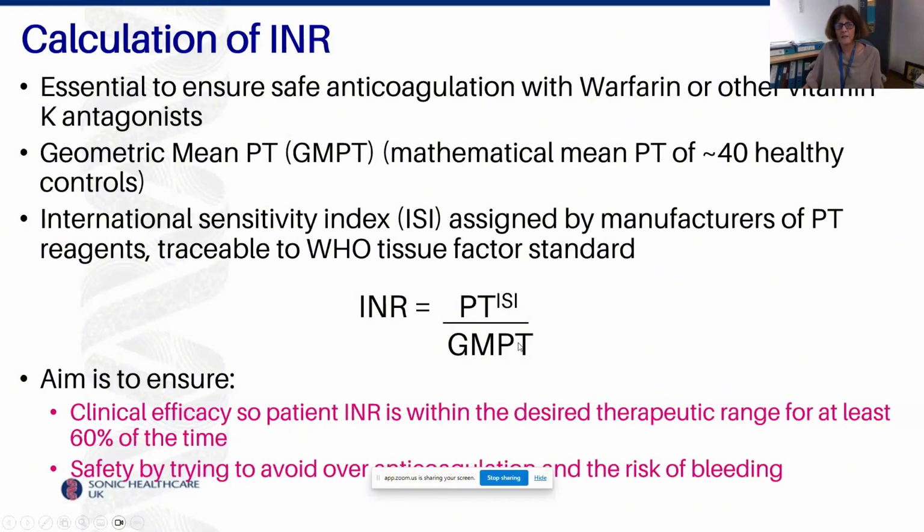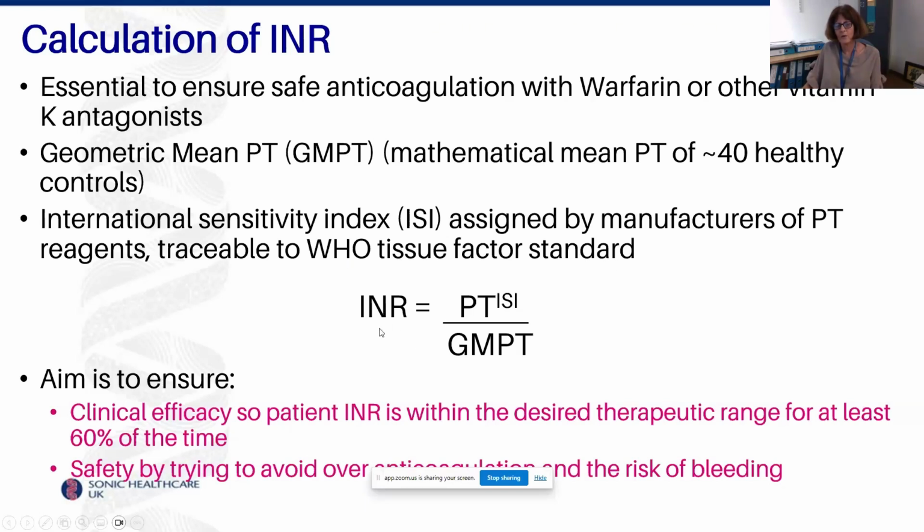And we've done the PT on those 20 healthy controls. I've got 40 there. So you can use anywhere between 20 to 40. 40 is ideal, but sometimes that's hard to get that many healthy controls. So the geometric mean is the mathematical mean of those 40 PT results. And so PT patient divided by geometric mean PT of the healthy controls, to the power of the ISI, equals the INR. And that just means that result, the INR, is traceable to the WHO tissue factor standard.